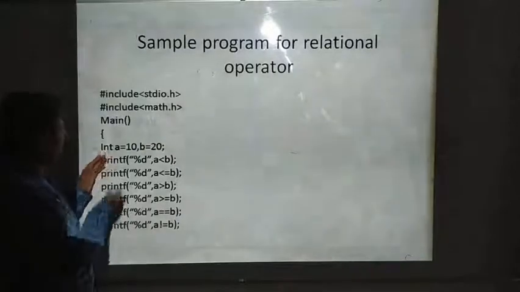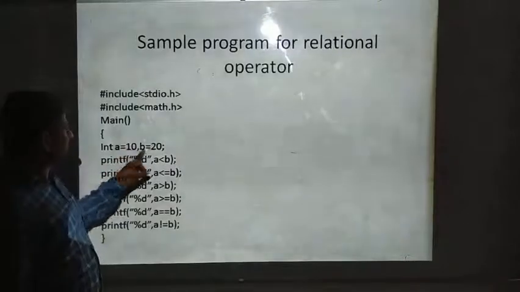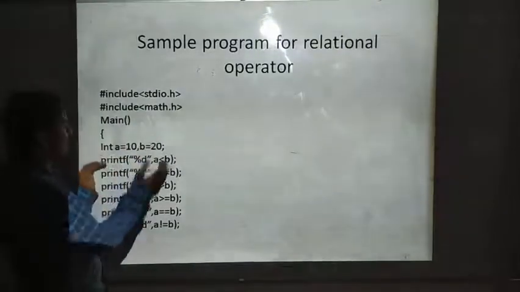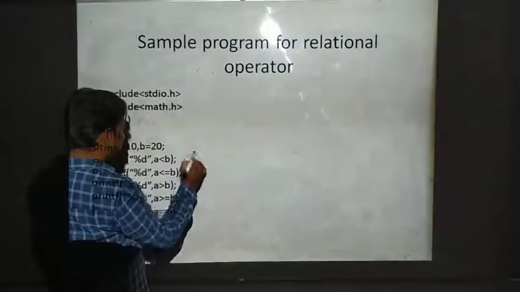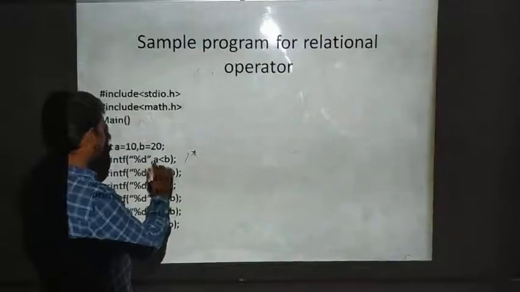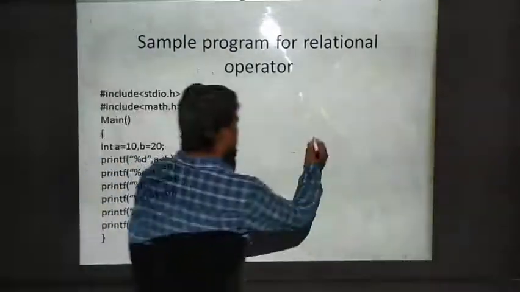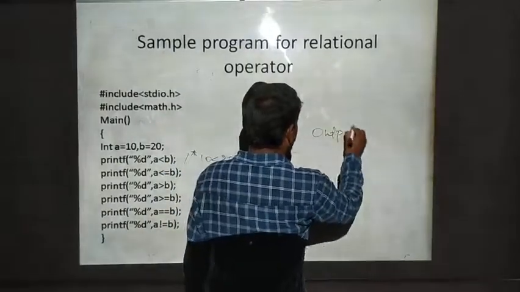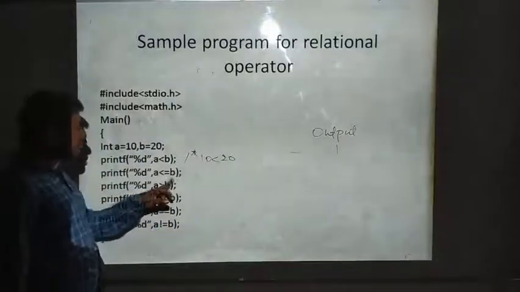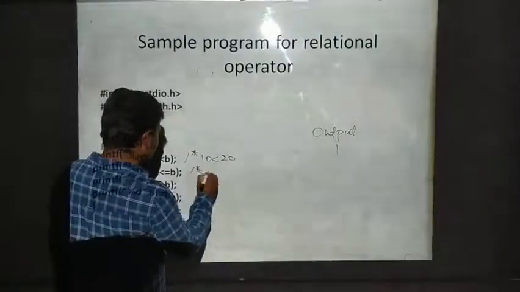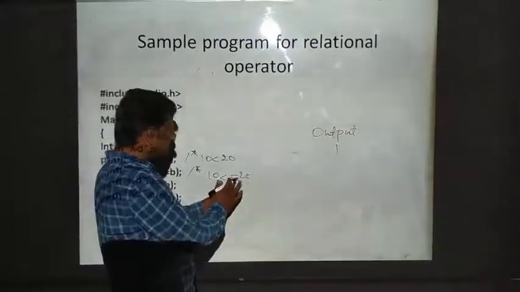Now, we are giving integer values: integer a is equal to 10, b is equal to 20. Now we are performing the relational operators, checking here. Is a less than b? 10 is less than 20, yes. So the output will be true. Next, a less than or equal to b. 10 is less than 20 but not equal to.